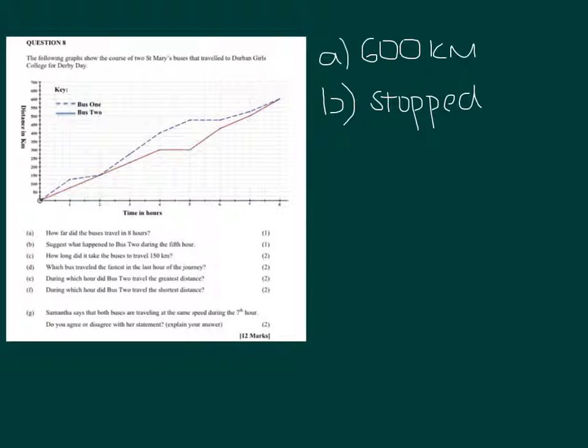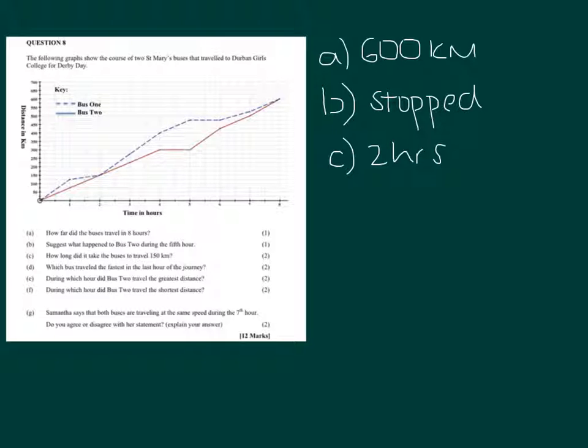Then question C, it says, how long did it take the buses to travel 150 kilometers? Again, we've got to look at our axes, and we look at our y-axis, where we have the distance, and we go to 150. Then we head back onto our line, and you can see, again, you do that more accurately on a piece of paper with your ruler. We look at the corresponding x value, and we can see that for 150, let's just see if we can do that a little bit more carefully. And you can see that takes us all the way to 2 hours. So it took them 2 hours to travel 150 kilometers.